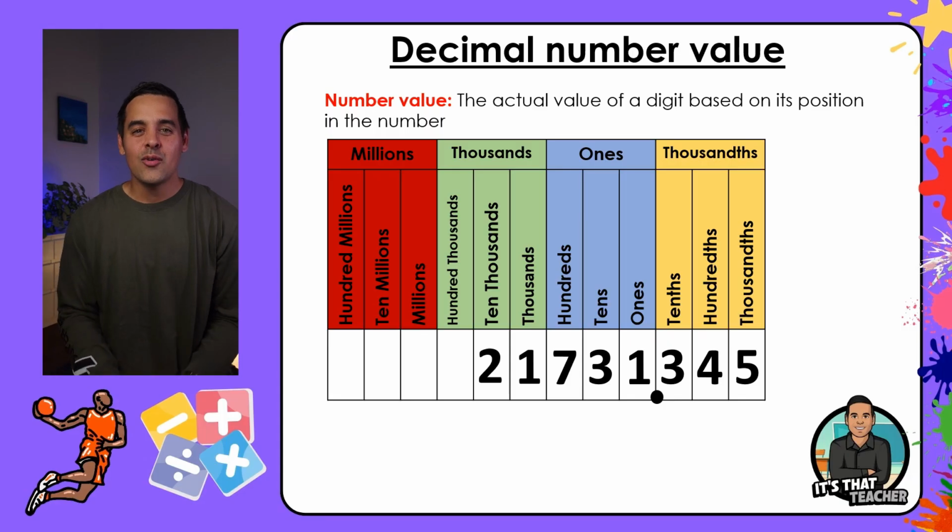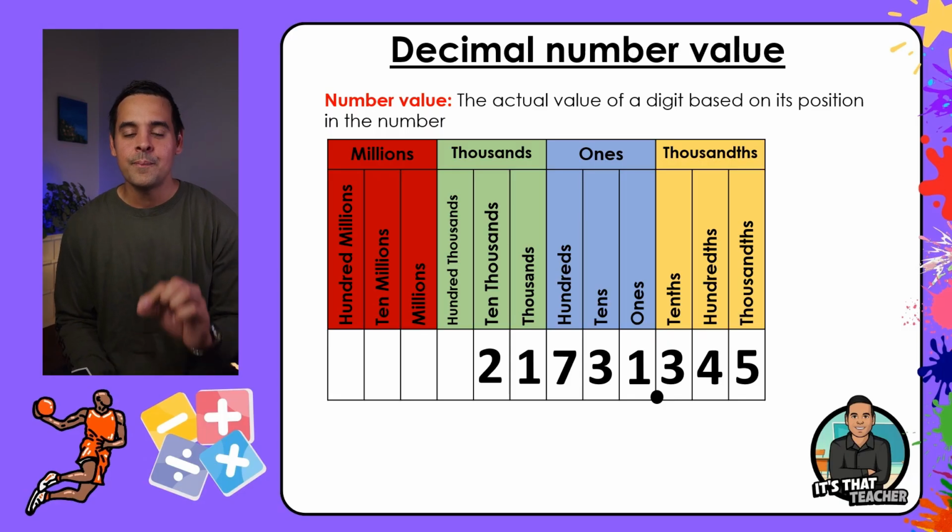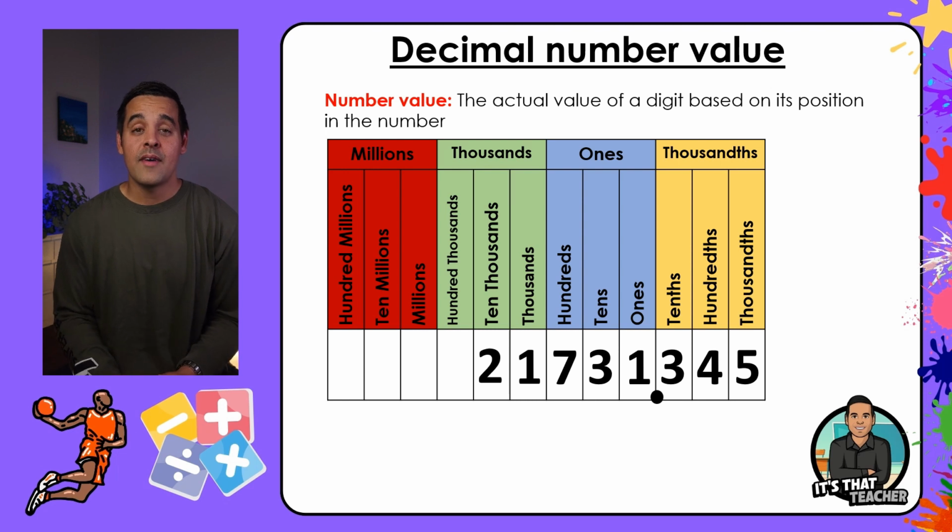Number value is the actual value of a digit based on its position in the number. Now, decimal number value is slightly different. It just includes numbers with a decimal place, as you can see by the example.